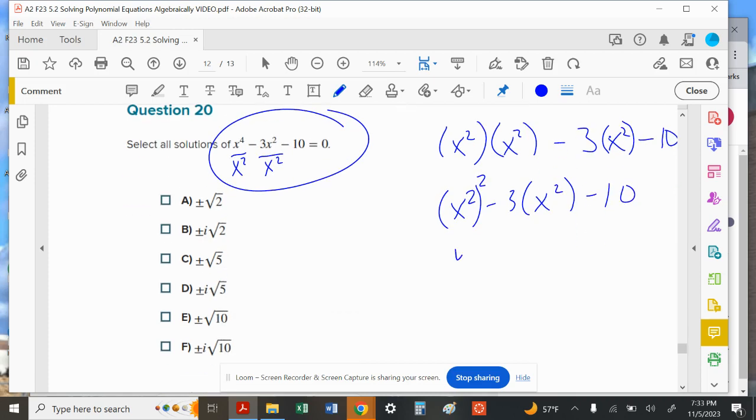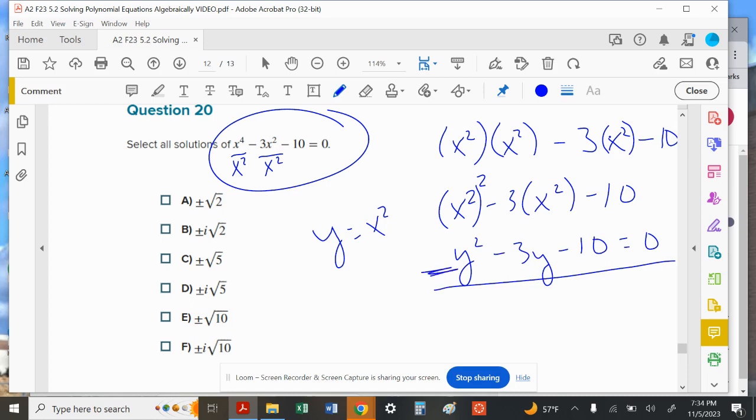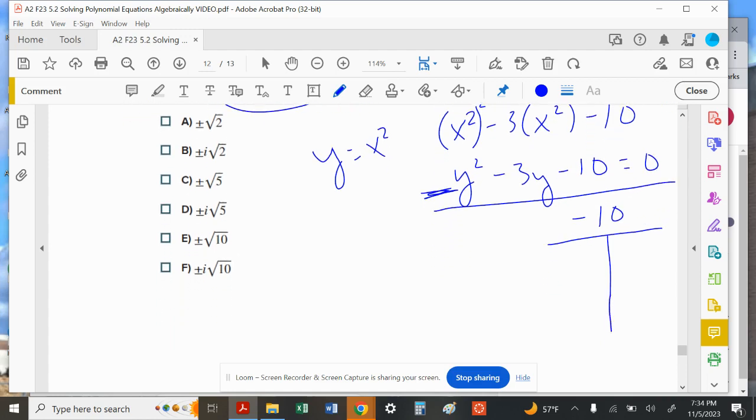What I'm going to do is rewrite it. So I'm going to set y equal to x squared. And I have y squared minus 3y minus 10 equals 0. I'm now going to solve that. There's a 1 in front. That's a good thing. So I have a negative 10. I'm going to create my little table. So my little table tells me 1 is positive, 1 is negative. The larger one is negative. 1 and 10, 2 and 5. These two add up to negative 3.